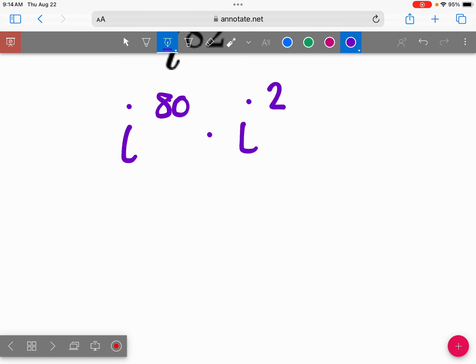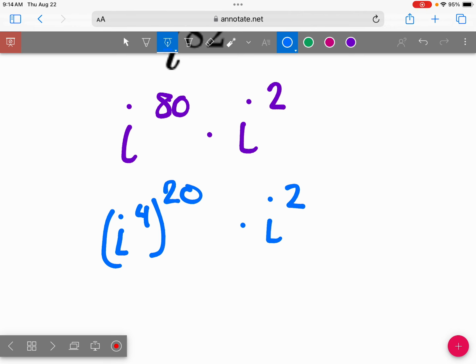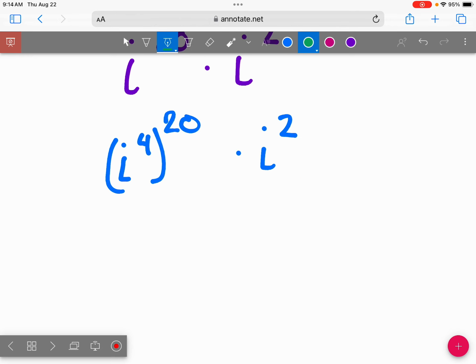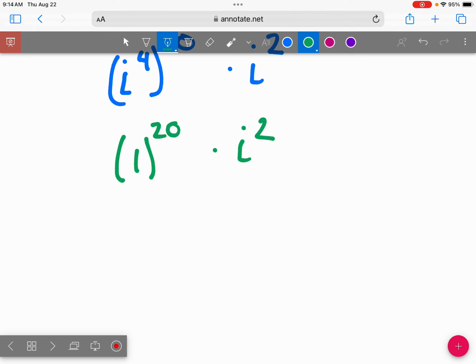We're dividing it into 80 because I know that 80 has a factor of 4. So I can rewrite I to the 80 as I to the 4th, how many times? 20 times. And we have an I squared over here. I to the 4th is just 1. So this is 1 to the 20th times I squared. And 1 to the 20th is 1, which means it doesn't actually have any impact on anything. So we're just left with our I squared. And what does I squared simplify down to? Negative 1.